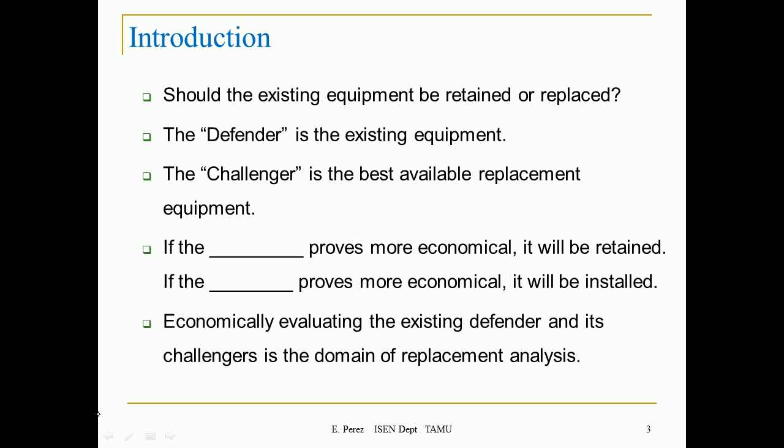And you're going to compare those new machines with the one that you currently have running. If the defender proves more economical, it will be retained. On the other side, if the challenger proves to be more economical, it will be installed. So you're going to replace the defender with the challenger. Economically evaluating the existing defender and its challengers is the domain of the replacement analysis. That's the focus of this lecture. Okay.